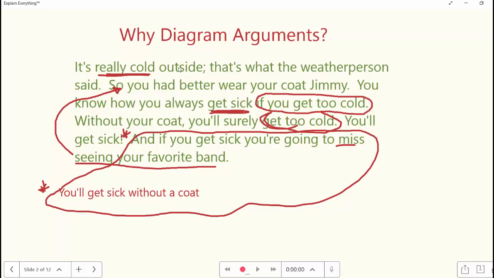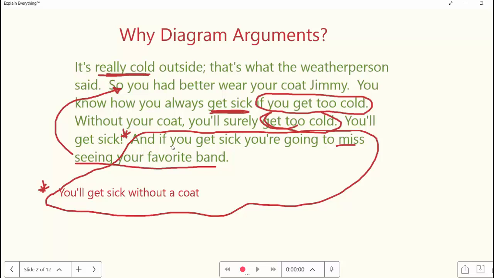So we know that it's cold outside, so we know that this can be true: we can get too cold. But there's this way to prevent that. Why do we want to prevent that? Well, eventually we'll find out, because you'll miss your favorite band if you don't, right? Because you'll get sick if you don't, and then if you're sick, you're going to miss seeing your favorite band. That would be terrible. Well, we need to make sure to do the thing that could prevent that. We need to make sure to wear a coat.